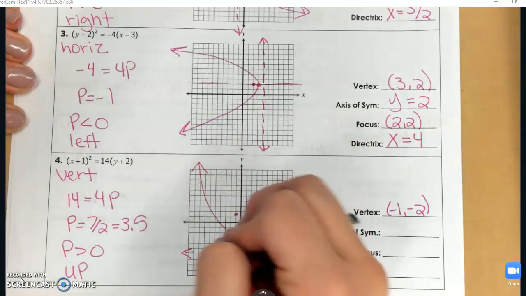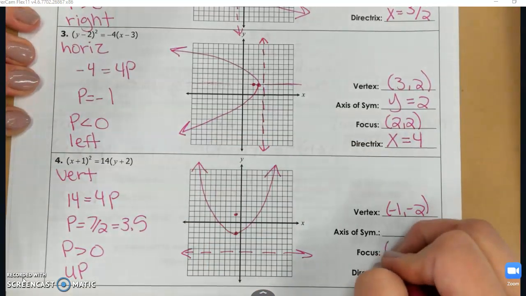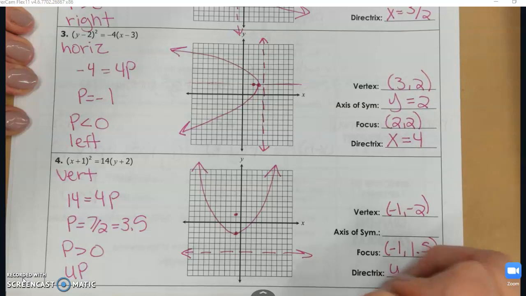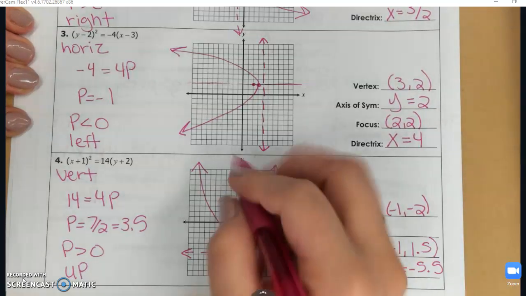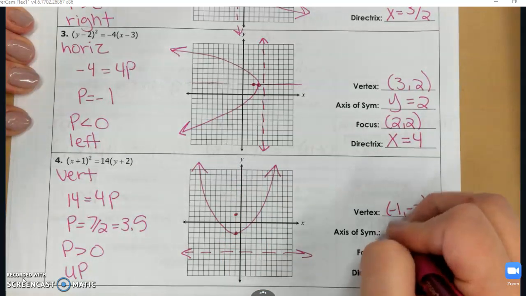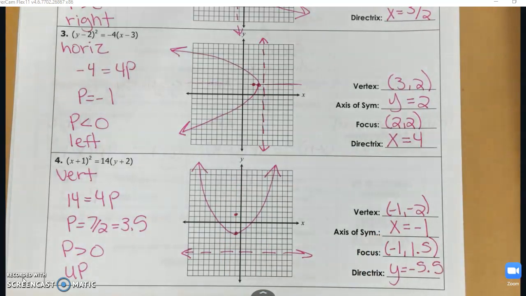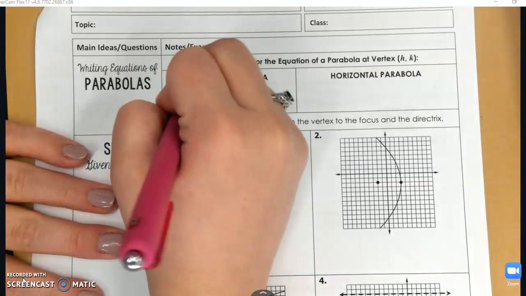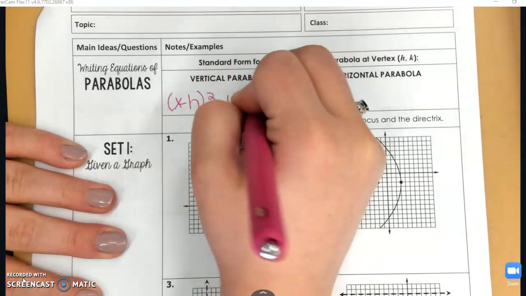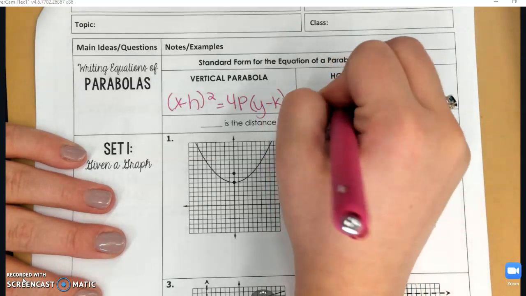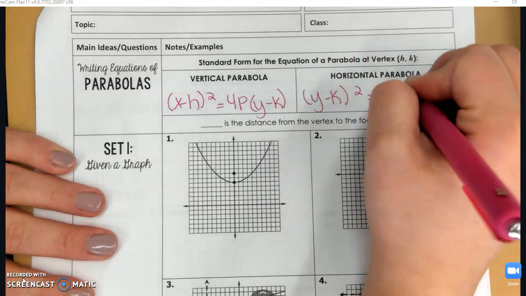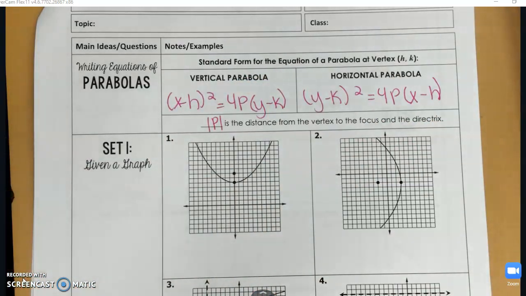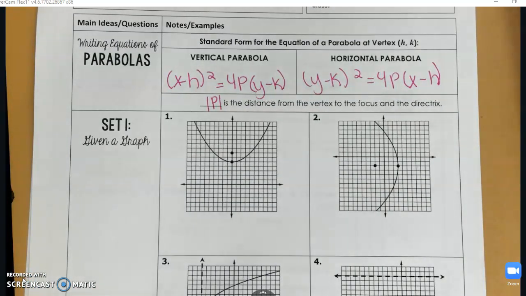This parabola is opening upward. And then my axis of symmetry is this vertical line here at x equals -1. Okay, moving on, we are going to look at a little different type of problem now. Again, equation for a vertical parabola and a horizontal parabola. And P is the distance from the vertex to the focus and the directrix. So we're going to first practice looking at graphs and writing the equation from the graph.